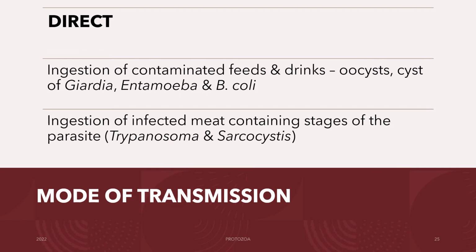For the mode of transmission of the protozoan parasites, this can be divided into two. We have the direct and the indirect mode of transmission. For the direct mode, we have the ingestion of the contaminated feeds and drink. The feed and the drink can be contaminated with oocysts, the cysts of Giardia, Entamoeba, Balantidium coli, and others. There can also be ingestion of the infected meat containing stages of the parasite, as in Trypanosoma and Sarcocystis.